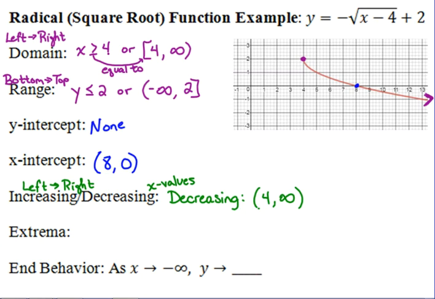All right, extrema, maximums or minimums. We do have a maximum point on this one. Let's call this an absolute maximum, because it is the absolute highest point we will ever achieve, and that's the point (4, 2). (4, 2) is the absolute maximum. This one does not have a minimum because it continues down forever. It continues decreasing and never stops.